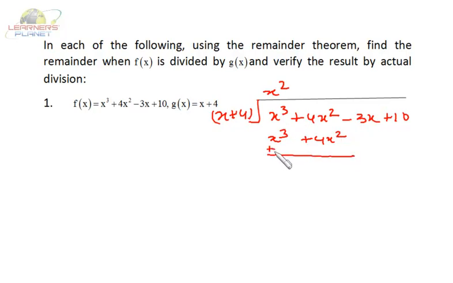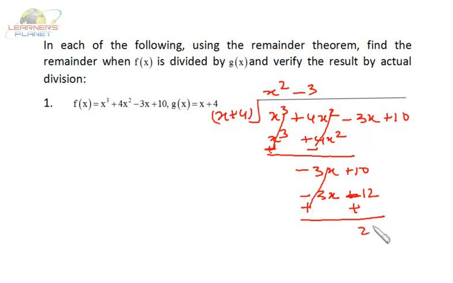Here it is a positive sign, so for the subtraction, I'll be putting a negative sign. Similarly over here. So x cube plus 4x square will get cancelled from minus of x cube plus 4x square. Now take minus 3x plus 10. How do I get minus 3x? If I multiply this x by minus 3. So it is minus 3x, and if I multiply this minus 3 by this 4, I'll be getting minus 12. So further, just change the sign at both the places.